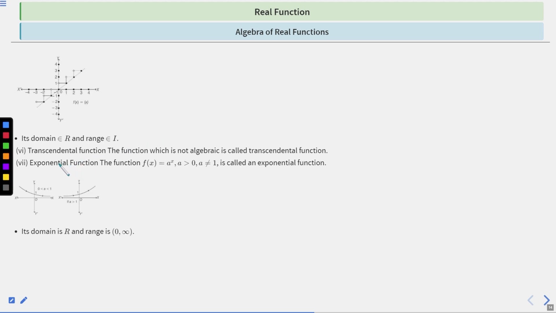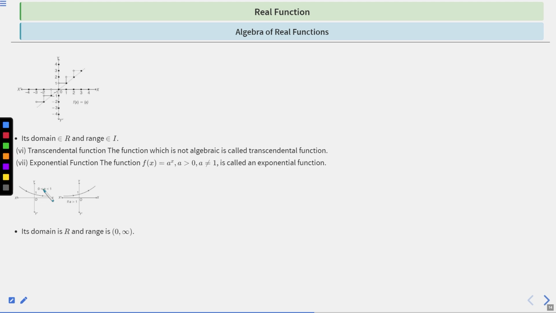Next, we will see the transcendental function. A transcendental function is a function which is not algebraic. Next is the exponential function. The function f(x) = a to the power x, where a greater than 0 and a not equal to 1, is called an exponential function. Its domain is R and range is 0 to infinity.